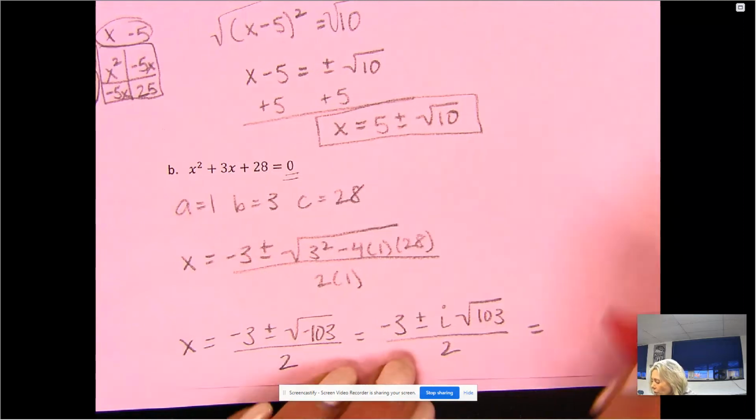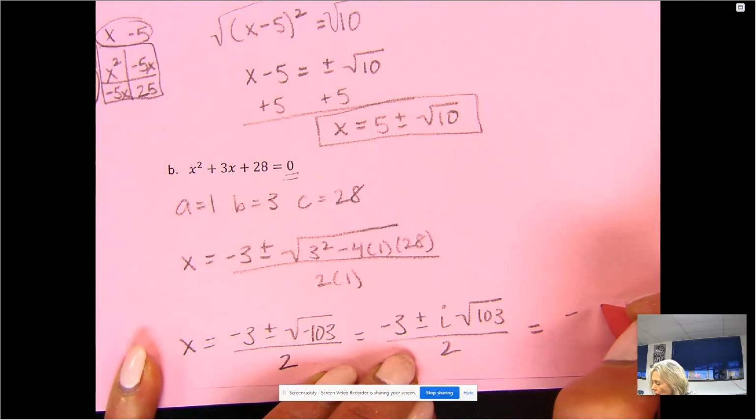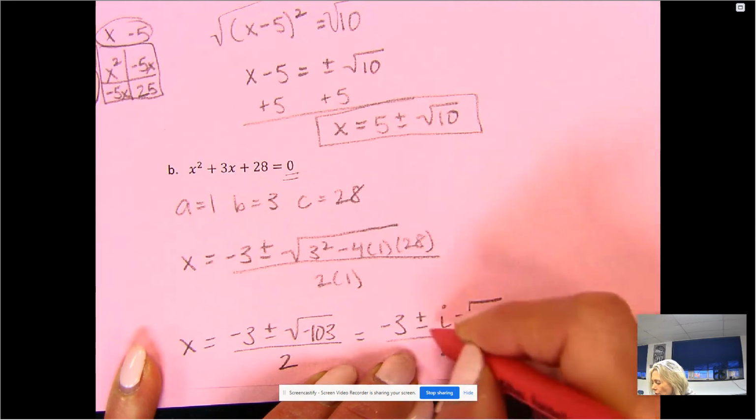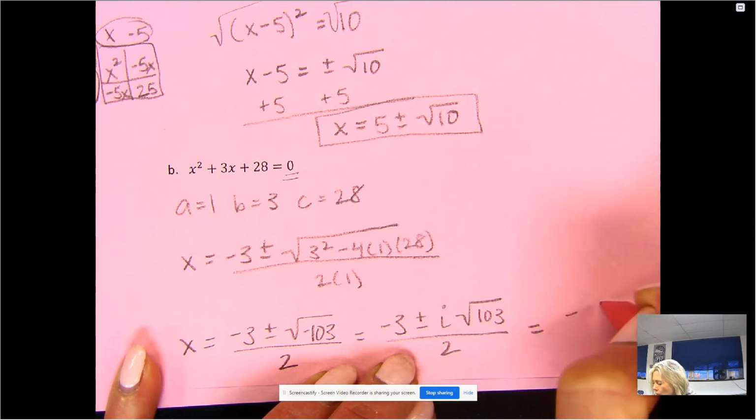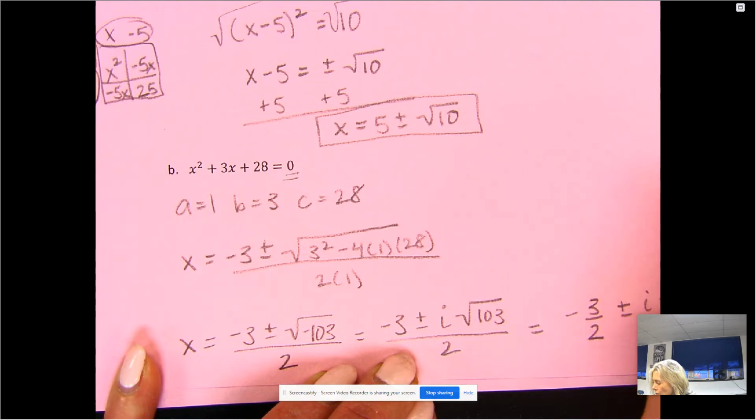Last step, divide each part by 2. It doesn't divide evenly. You could have negative 3 over 2. You could have negative 1.5 here. They're both the same. Either way, plus or minus i root 103 over 2.